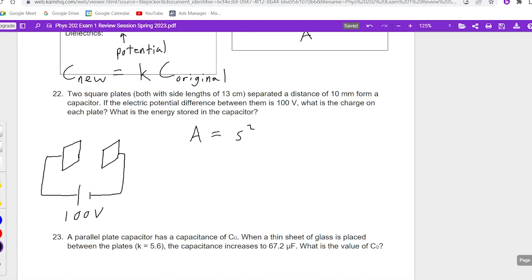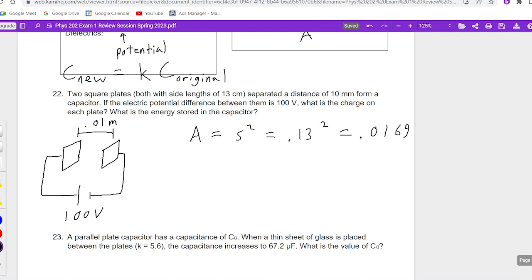Each side length is 13 centimeters, so I need to convert to meters, as always. It's going to be 0.13 squared, which, if I plug that in my calculator, is 0.0169. Okay, so I've got my area now. The distance between them is 10 millimeters. Divide that by 1,000 to get 0.01 meters. That's how separated they are.